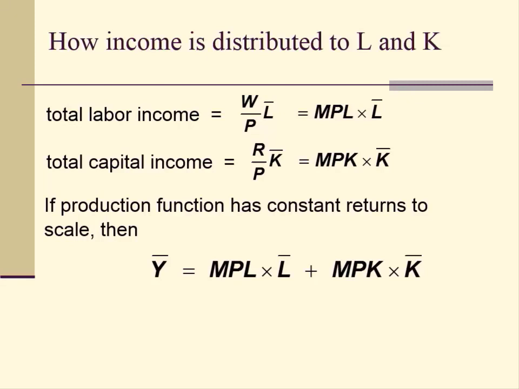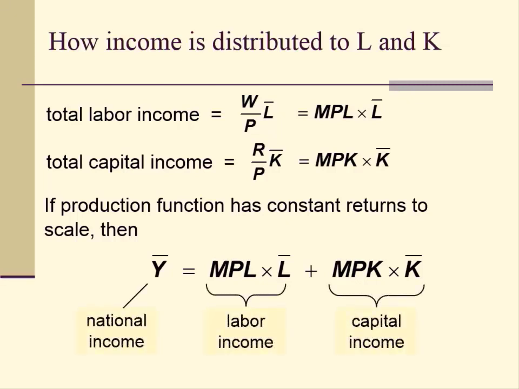So, if the production function has constant returns to scale, then total income or total output is divided between the returns to labor and the returns to capital. That is, Y bar, the national income, equals the labor income, MPL times L bar, plus the capital income, MPK times K bar. What this means in English is that the total national production is just exhausted as all factors are paid their marginal products. And I'll show you the derivation during the live session.